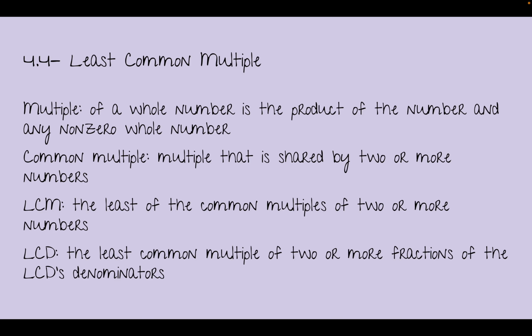Next, moving on to the least common multiple. First, a multiple is a whole number that is the product of a given number and any non-zero whole number. Next, we have common multiple, which is a multiple that is shared by 2 or more numbers. Next, we have LCM, which is the least of the common multiples of 2 or more numbers. Next, we have the LCD, which is the least common multiple of the denominators of 2 or more fractions. LCD is also known as least common denominator.